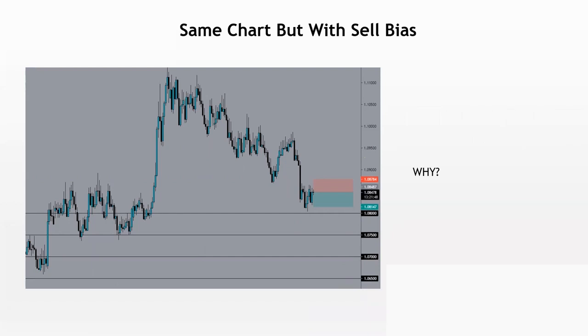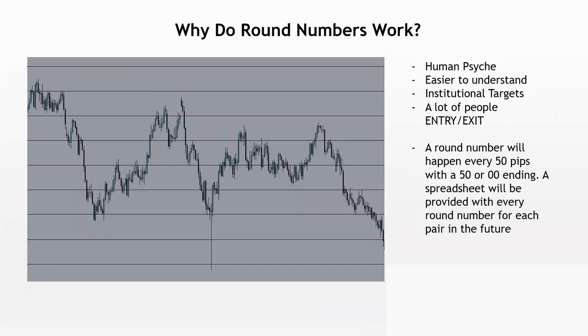We've just had the answers here in terms of why we think round numbers work. And let's see. So why do round numbers work, guys? Human psych. So going back to what Jordi said, exactly. Human nature. Easier to understand. Institutional targets. A lot of people's take profits and entries. And a round number will happen, guys, every 50 pips across all pairs. So this doesn't change based on the pairs. So a round number will happen every 50 pips with a 50 or a 00 ending.